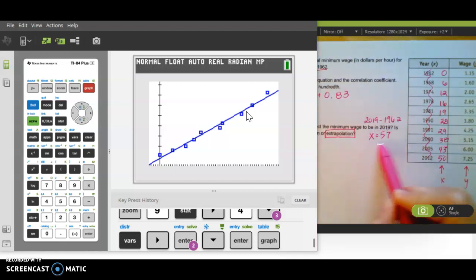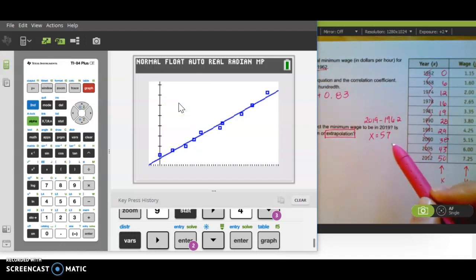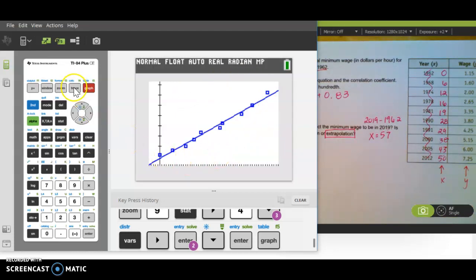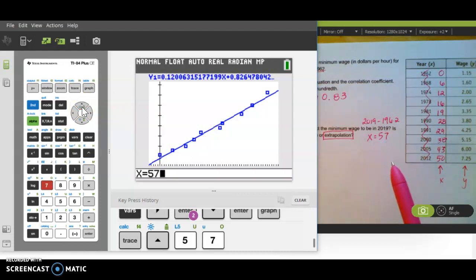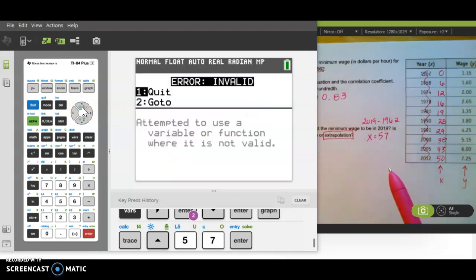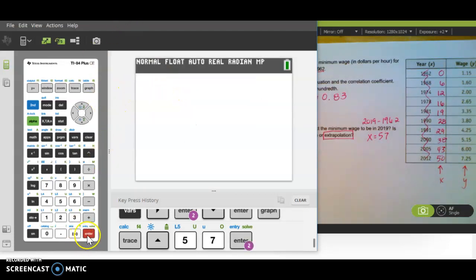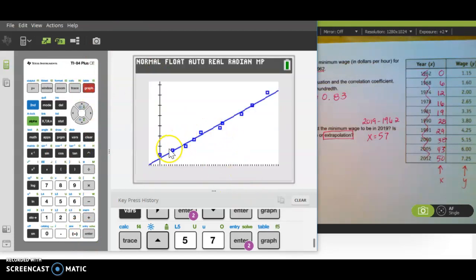When you look for an X value, you can actually find it on your calculator. This one will be a little tricky because it's out of our window, but I'll talk about that. So if you ever are interpolating or extrapolating an X value, here's what you do. Now that we're at our graph, we're going to press trace. Then you press the up arrow and make sure it's blinking on the line. And then you just type in the X value that you want. So we want 57. We're going to press enter. But look what happened. It said error, so we're going to go ahead and quit that and go back to the graph.